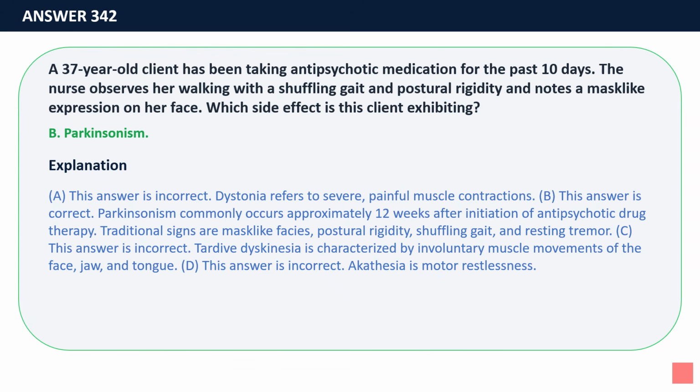C. This answer is incorrect. Tardive dyskinesia is characterized by involuntary muscle movements of the face, jaw, and tongue. D. This answer is incorrect. Akathisia is motor restlessness.